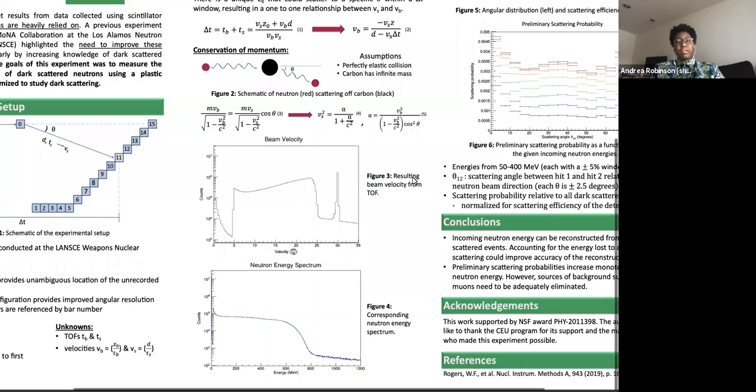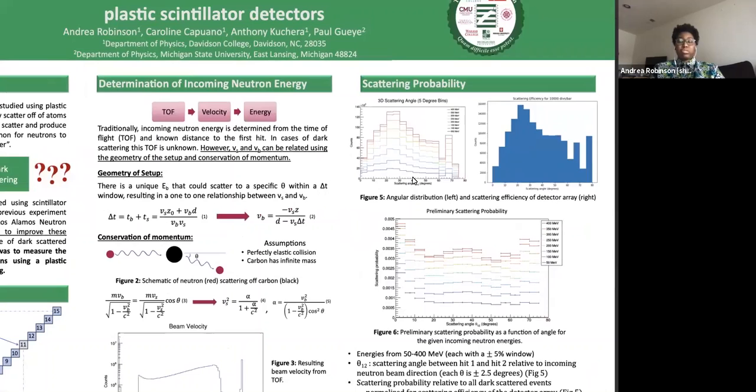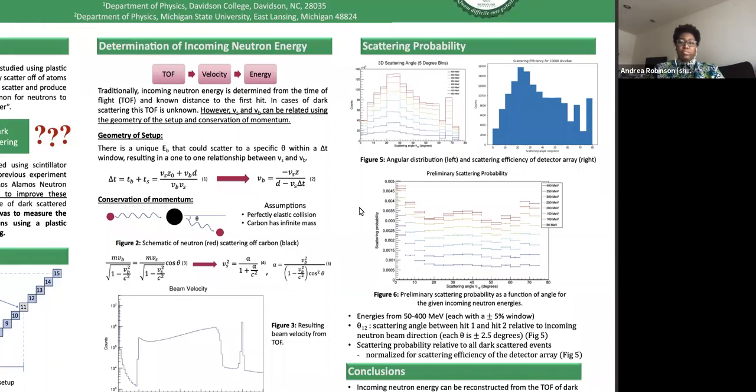Now that we have the energy, we're able to see how the neutron scatters for a given energy and the scattering probability. So this is made up of the angular distribution, which is how many neutrons scatter at a given angle, and the scattering efficiency, which is the likelihood that a neutron scatters to a given angle. Combining that and normalizing over the probability relative to all dark scattered events, we get this preliminary scattering probability.